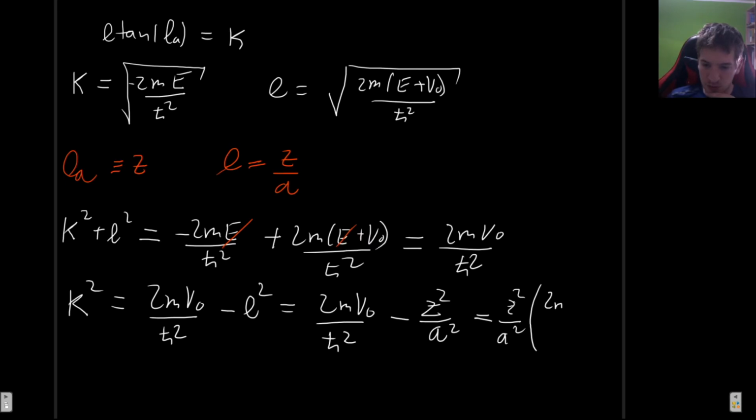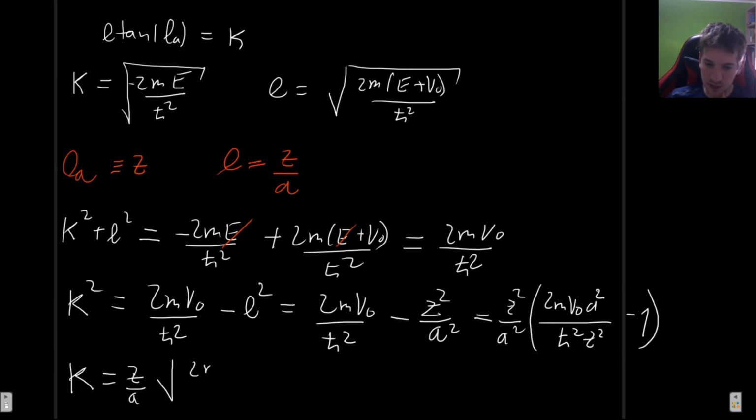So it's going to be 2m V0 a squared divided by h bar squared times z squared minus 1. Okay, and now we can take the square root of this, so we get that k is just going to be the square root of all of this, but since this is squared right here, we can just take it as z over a, times the square root of 2m V0 a squared divided by h bar squared z squared minus 1.